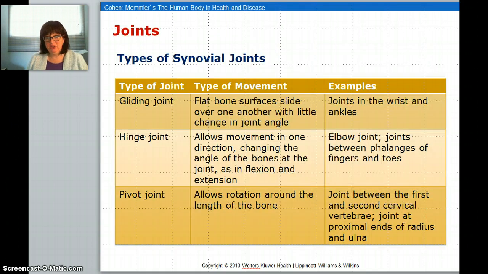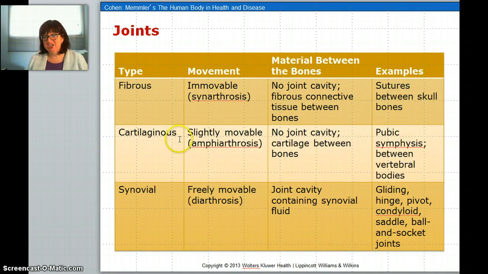Good. Next type of joint. A cartilaginous joint. This is a joint where there is a limited amount of movement, and this is the pubic symphysis. And the pubic symphysis is basically between the vertebral body.